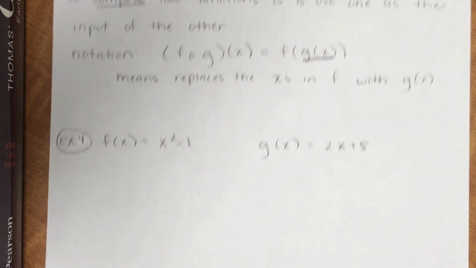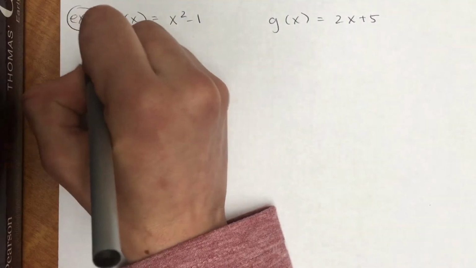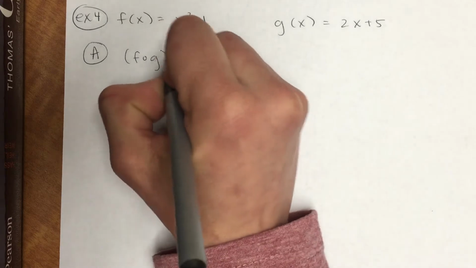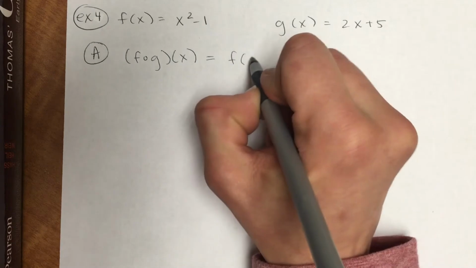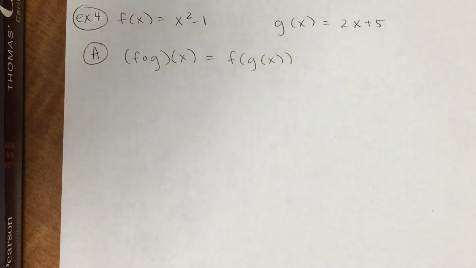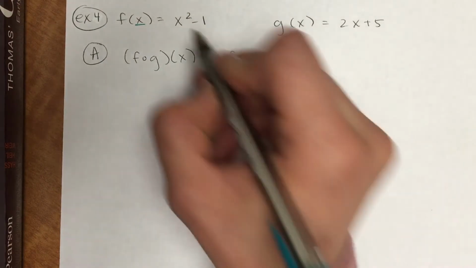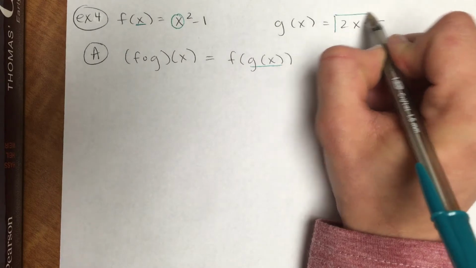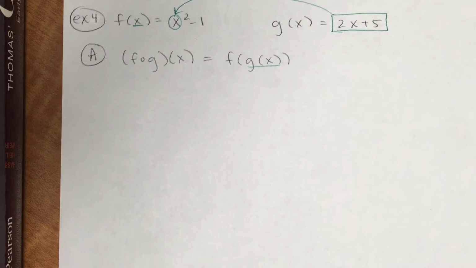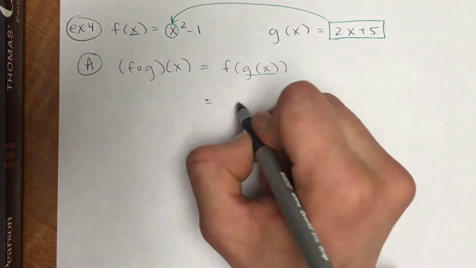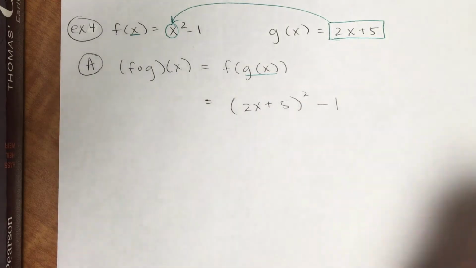So let's do a couple examples. f of x equals x squared minus 1 and g of x equals 2x plus 5. So first, part A, let's find f of g of x. This is the same thing as f(g(x)). So instead of an x here, we have a g of x. So instead of an x here, we're going to put this whole entire function in. So I still have everything squared and I still have my minus 1.